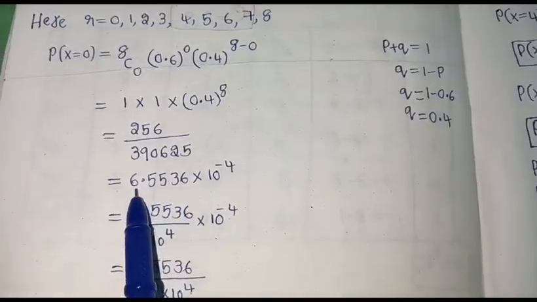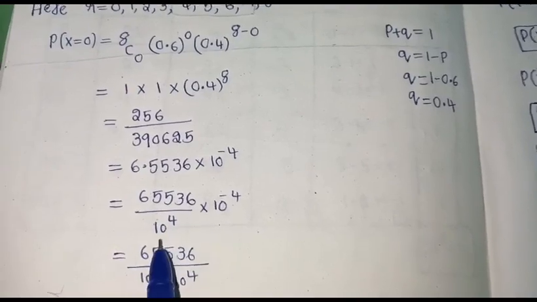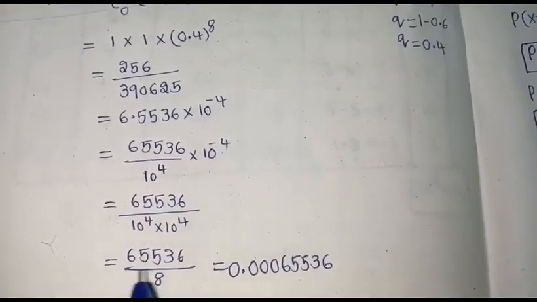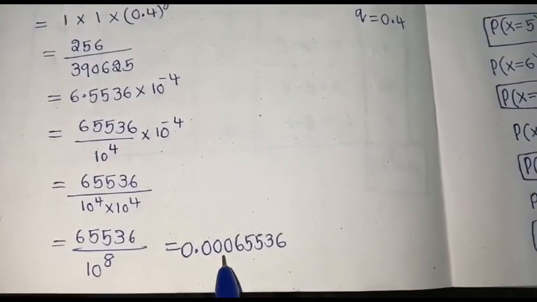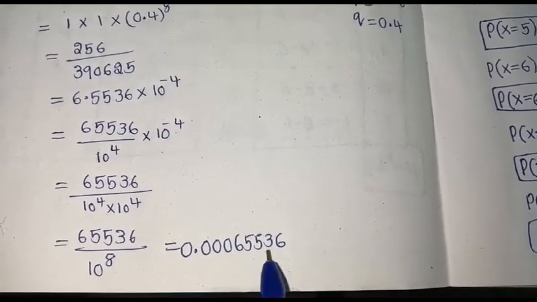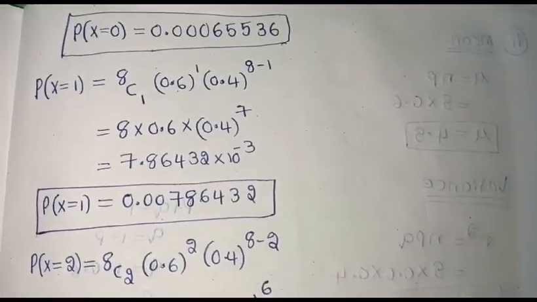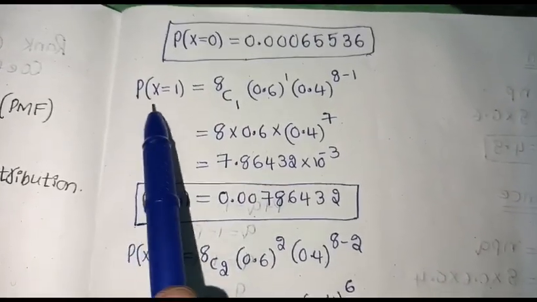After 4 digits, there is a point, we can write 65536 by 10 power 4 into 10 power minus 4. After 8 digits, we need to give the point, which can be written as 0.000065536. Therefore, P(X = 0) is equal to 0.000065536. Similarly, we calculate P(X = 1).